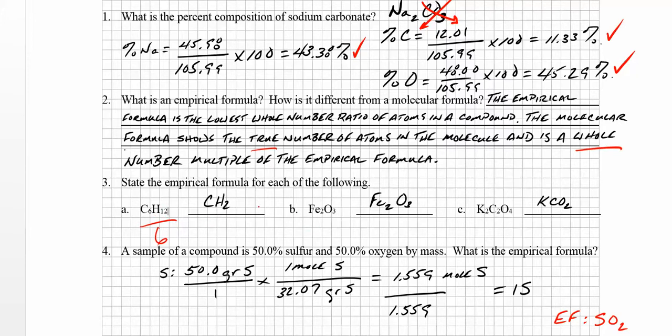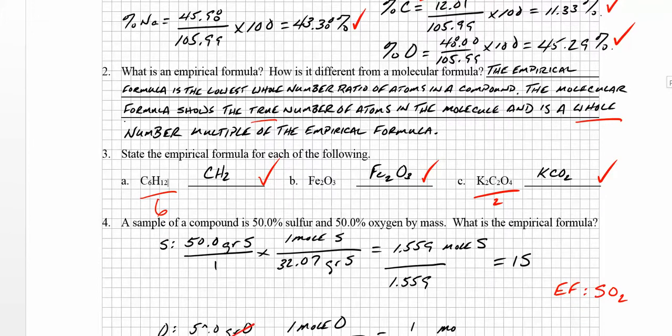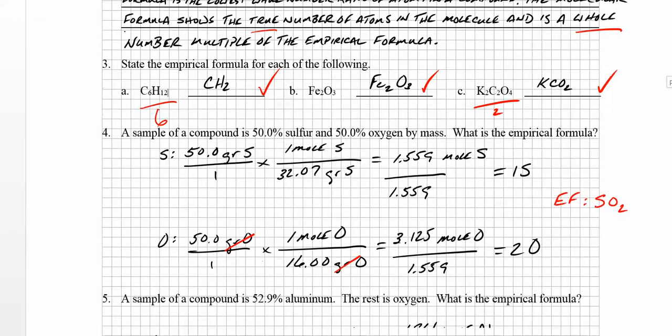For Fe2O3, there's not really much we can do because one of these is an even number, the other one's an odd number. So it remains Fe2O3. So both the empirical formula and the molecular formula are Fe2O3. Now for K2C2O4, we can divide everything by 2, of course. That's the greatest common multiple, and I get KCO2, and that is my empirical formula, the lowest common multiple formula.